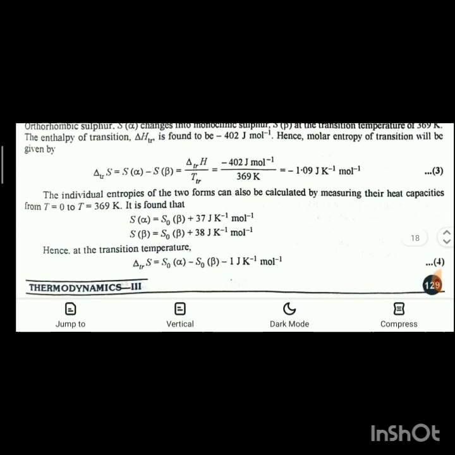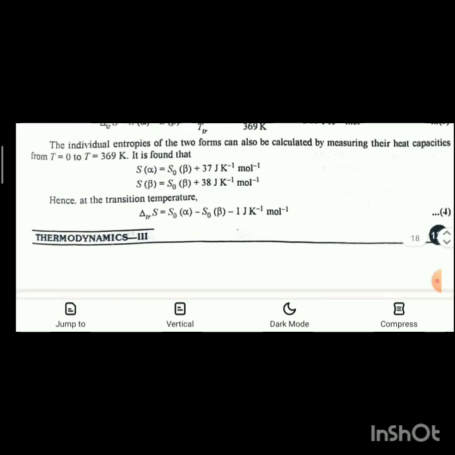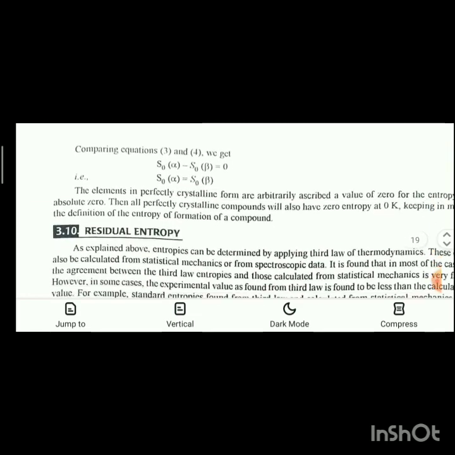The individual entropies of the two forms can also be calculated by measuring their heat capacities from T equals 0 to T equals 369 Kelvin. It is found that S alpha equals S0 beta plus 37 joule per Kelvin per mole, and S beta equals S0 beta plus 38 joule per Kelvin per mole. Hence, at the transition temperature, ΔS of transition equals S0 alpha minus S0 beta is minus 1 joule per Kelvin per mole.